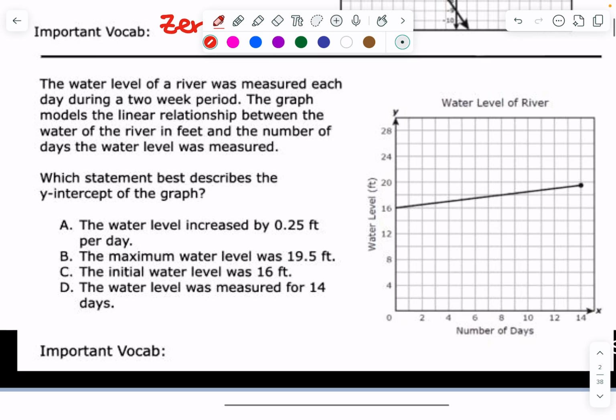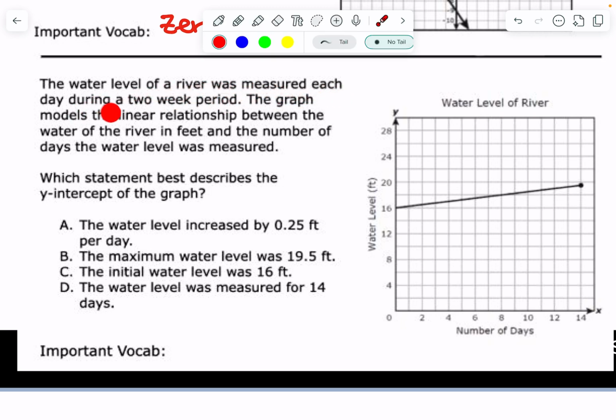Now this next one, I'm actually not sure why it confuses y'all, but it definitely does. The water level in a river was measured each day during a 2-week period. The graph models the linear relationship between the water level of the river in feet and the number of days the water level was measured. Which statement best describes the y-intercept?